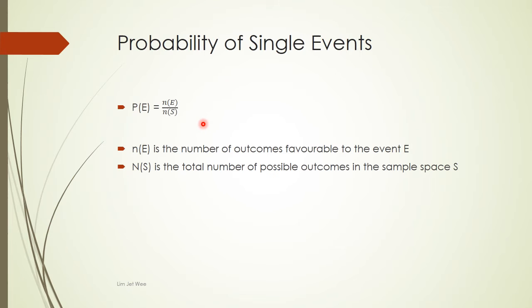Then we come to this formula over here, which actually is the probability of the experiment. So it's a P, probability of the experiment E, which is the number of outcomes favorable to the event E, which is the experiment, over the total number of possible outcomes of the sample space, usually denoted by the capital S.